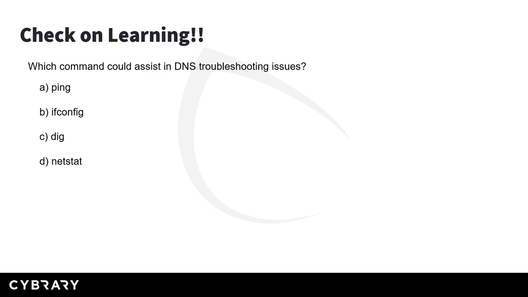So with that in mind, let's do a check on learning. Which command could assist in DNS troubleshooting issues? Well, as we indicated earlier, ping could be used to maybe ping a DNS server and see if it responds. That could be used, but that's not specifically going to give us DNS information. Ifconfig would be for an interface issue, and that would not be directly related to DNS issues. Netstat works with us on connections and what's actively connected. So dig, again, is the domain information groper, which we could use for troubleshooting DNS issues. There are other tools that you could use, but in the context of this question, that is the correct answer.